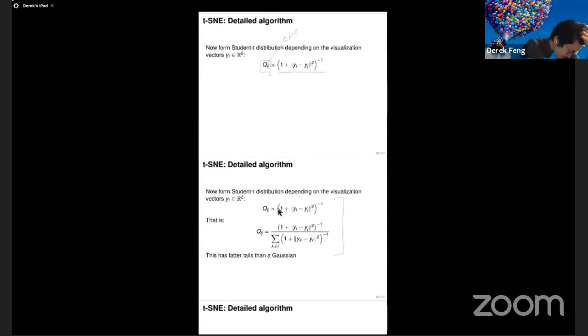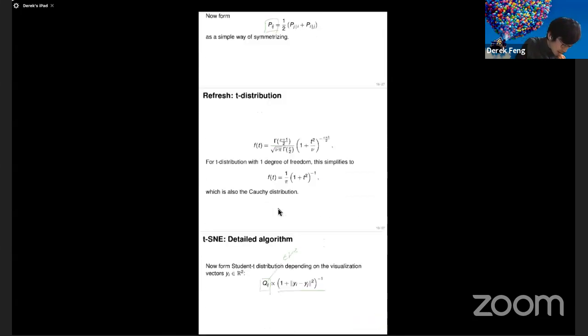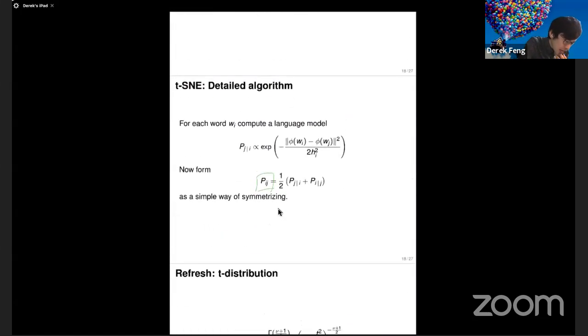Basically, what we've done is we've defined two distributions. Qij is a distribution such that if yi and yj are close, then the probability assigned to the ij index is going to be large. And it's the same thing with pij. If wi and wj are close in the word embedding space, then pij is also large.